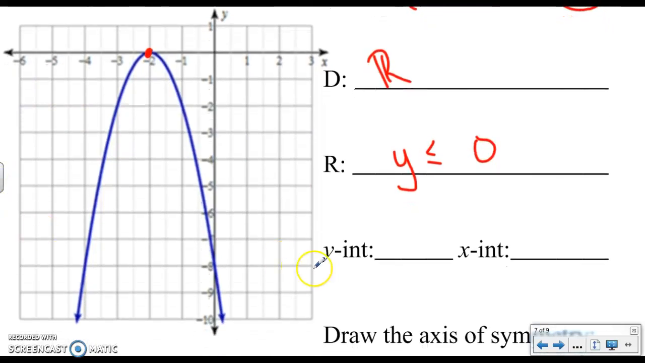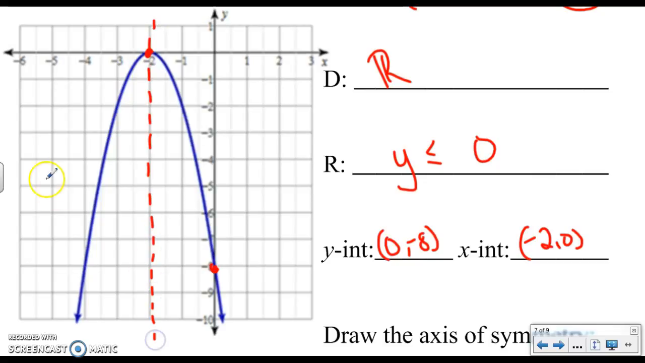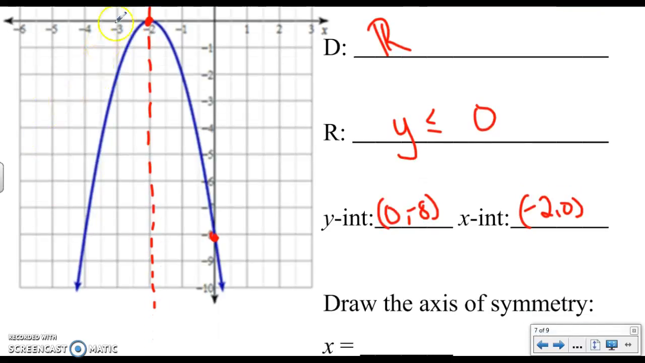My y-intercept over here is at -8. So we are at the point 0, -8. And then my x-intercept we actually already have up there. And see, there's only one point where it touches the x-axis. So we have -2, 0 for our x-intercept this time. And then we need to draw our axis of symmetry in. I drew that in, and it goes through at -2.